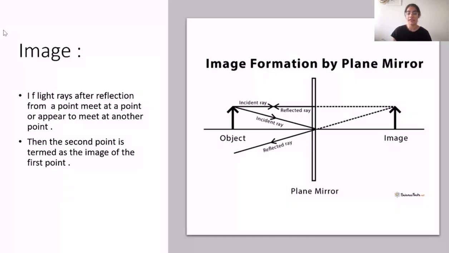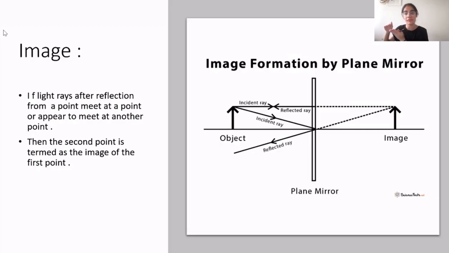Now, what is an image? Usually, there is a ray that after reflection from a point, it appears to either converge to a point or meet at a point. We will study in later sessions how we differentiate between "appear to meet at a point" and "meeting at a point", because rays of light, whenever they are reflected, will not always go and meet at a point. Sometimes they will not.